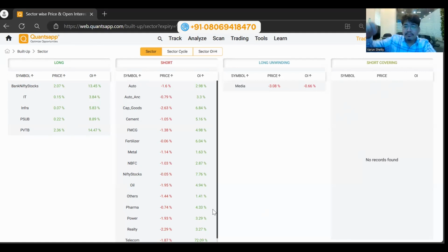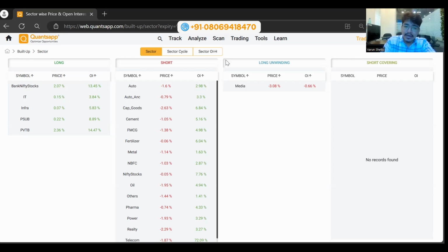So this is the current build-up, today's build-up. Okay, this is not historical data. This is today's build-up. So long build-up, short build-up, you can see a lot more sectors are in short today. Long unwinding, only one sector, and short covering, there are no sectors following a short covering cycle. That is the idea. Okay, so these are the 4 build-ups.